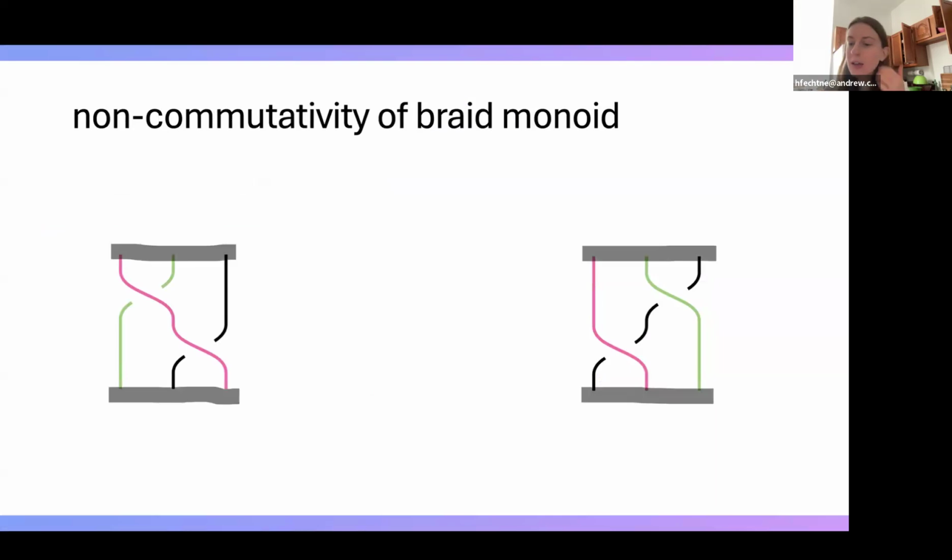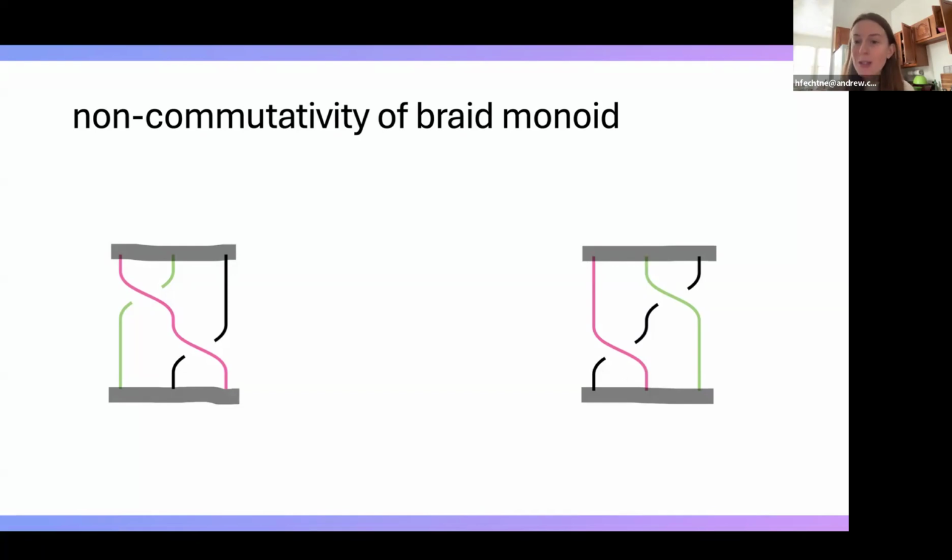For example, if you want to see why the braid monoid isn't commutative, here's a very simple example. This is sigma 1, sigma 2, and on the right is sigma 2, sigma 1. But you can see, for example, that the pink string starts in the first column and ends in the third, whereas here, the pink string starts in the first column and ends in the second. And because the strands are glued to the floor and ceiling, there's nothing you can do moving the strings around to make those two equivalent.